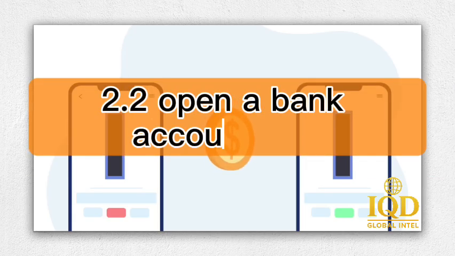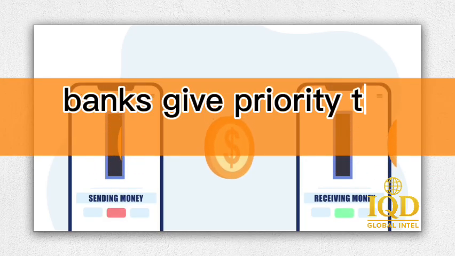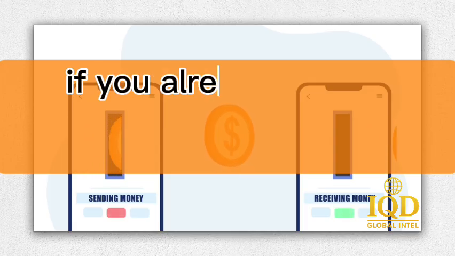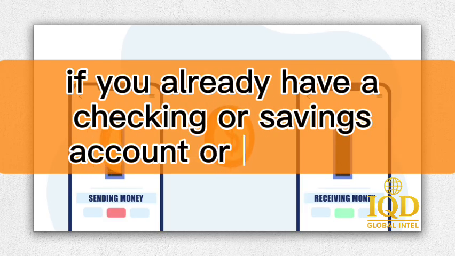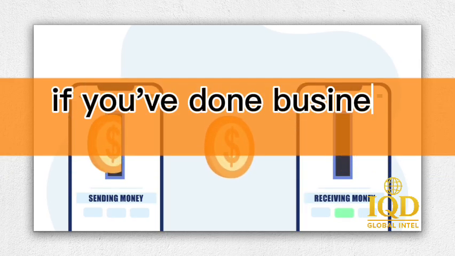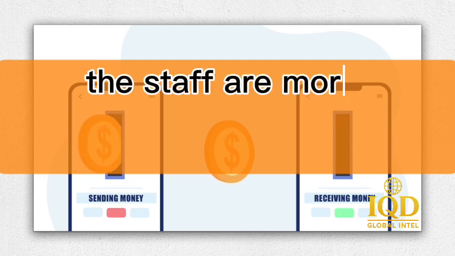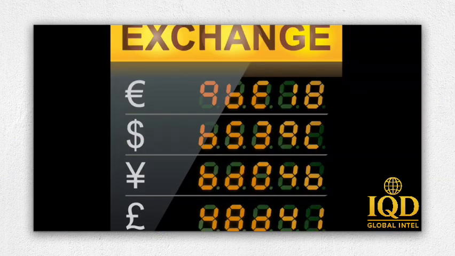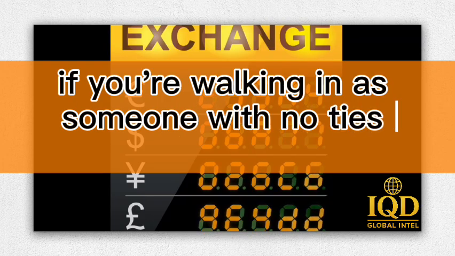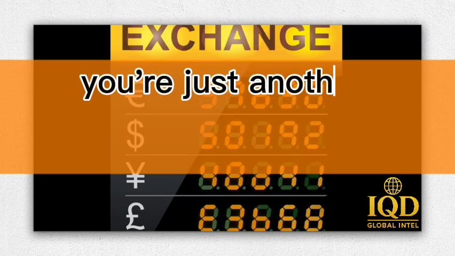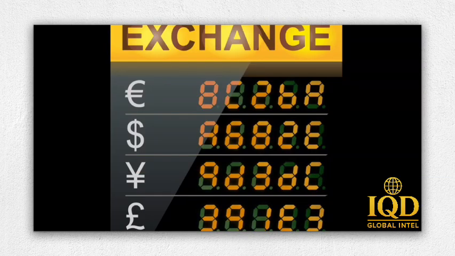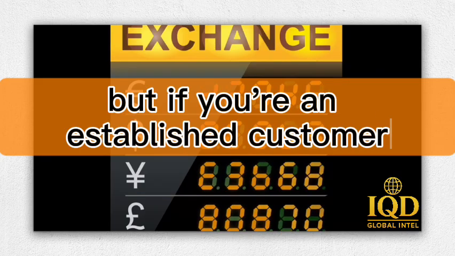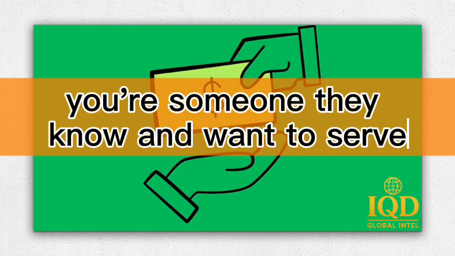2.2. Open a bank account first. Banks give priority to their own customers. If you already have a checking or savings account, or better yet, if you've done business with the branch before, the staff are more inclined to treat your request with respect. Think of it this way. If you're walking in as someone with no ties to the institution, you're just another walk-in with a random question. But if you're an established customer, you're someone they know and want to serve.